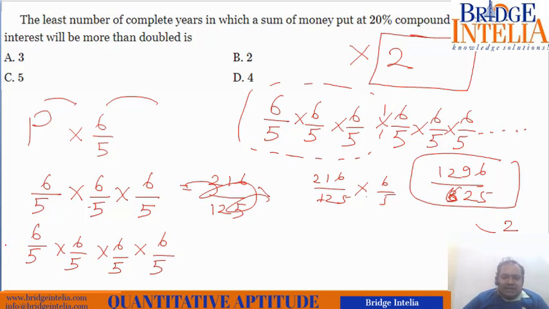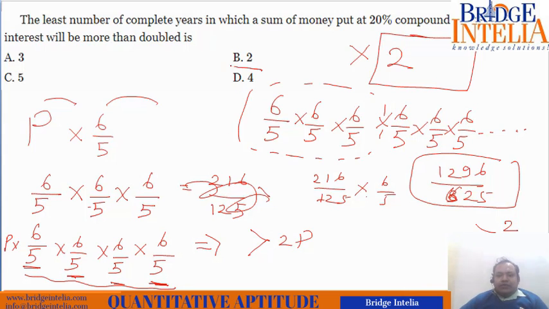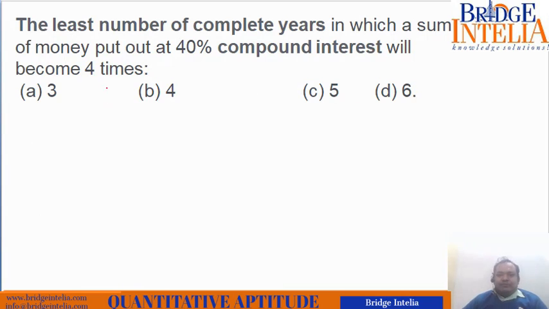So it means if you multiply P with this number, this will become greater than 2P. So the final answer that you will get will be definitely greater than 2P. It means 4 such multiplications are required. It means you will have to keep your money deposited for at least 4 years, least number of years, 4 years. Let's take another example.